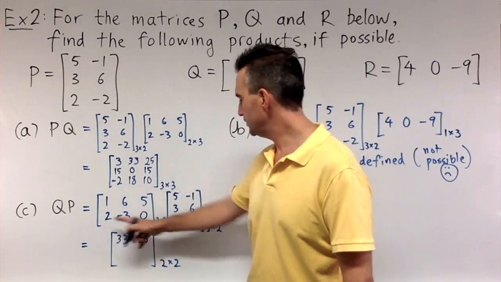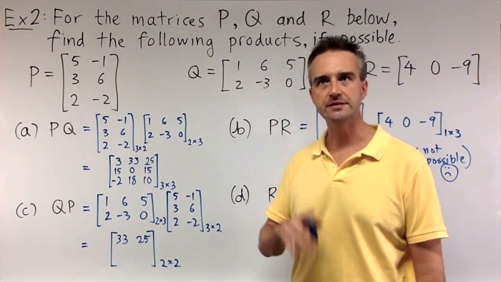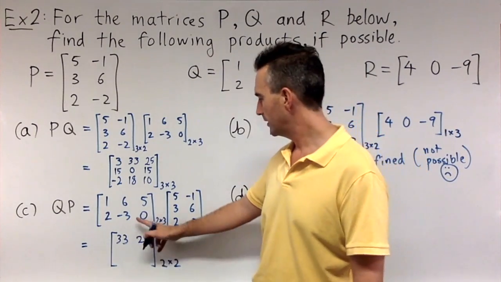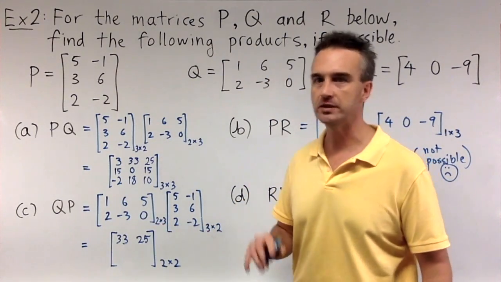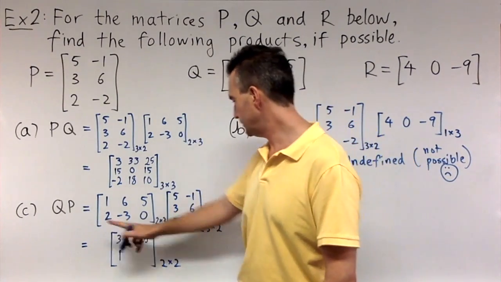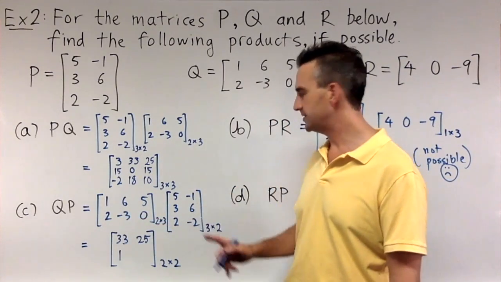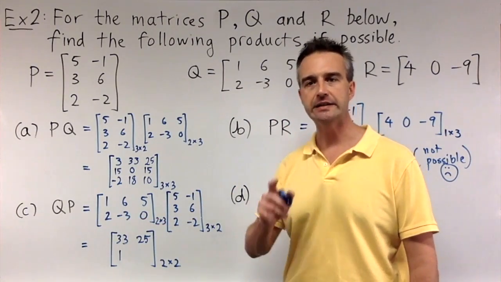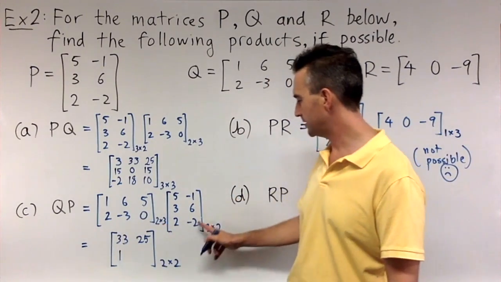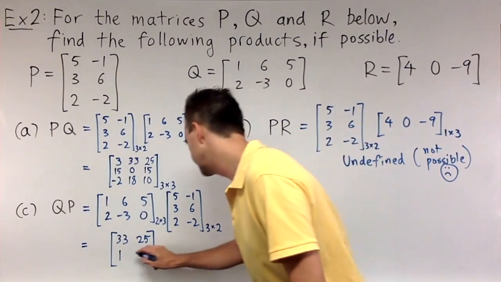Next one is 2 times 5 is 10. Negative 3 times 3, negative 9. 10 minus 9 leaves 1. 0 times 2 is 0, still leaving us 1. And our final entry. 2 times negative 1, negative 2. Negative 3 times negative 6, negative 18, leaving negative 20. And then finally 0 times negative 2, 0, leaving us with that negative 20.